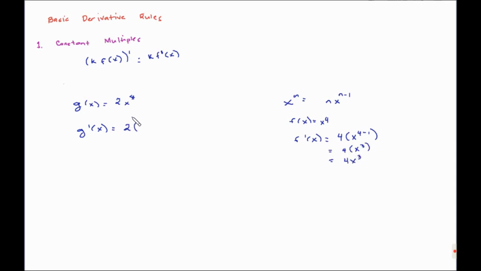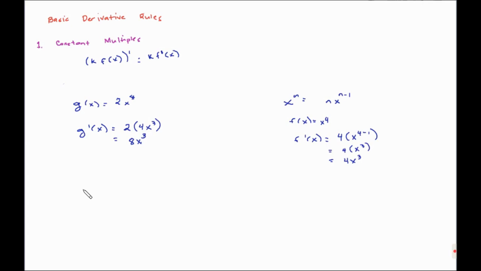So for here, since we already know the derivative of our function x raised to 4, just multiply it by our constant 2. We have 4x cubed. You will get 8x raised to 3. So that's all. I hope that was clear. Let's have one more example.